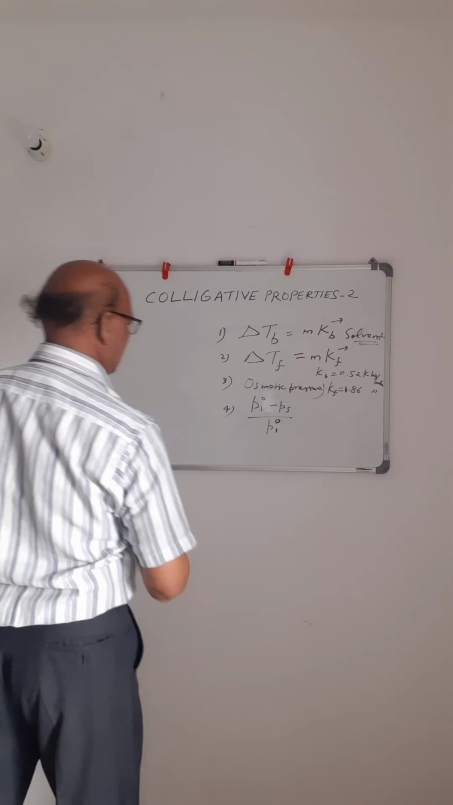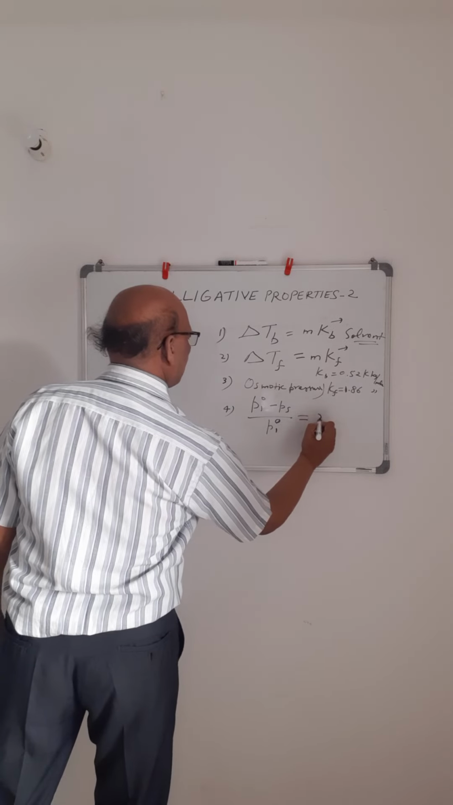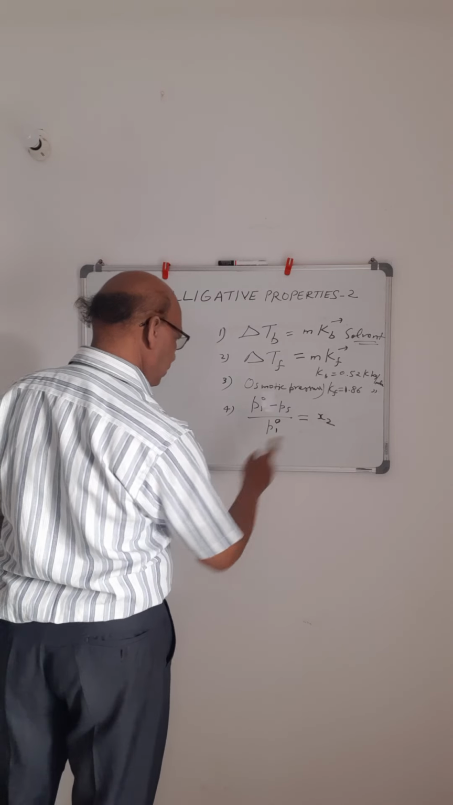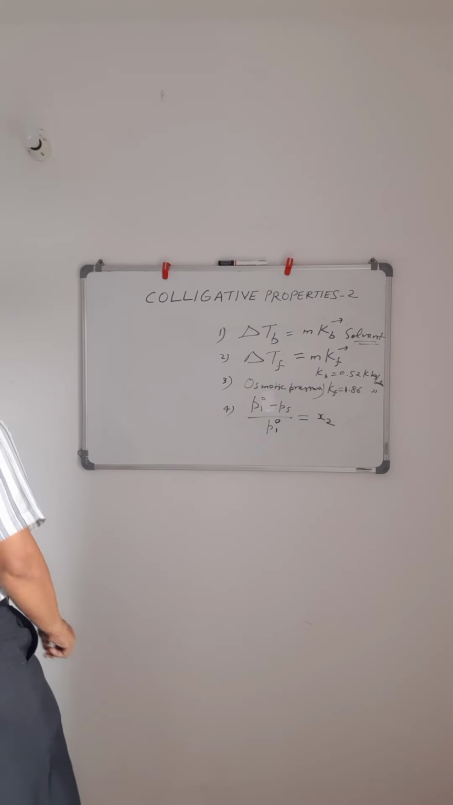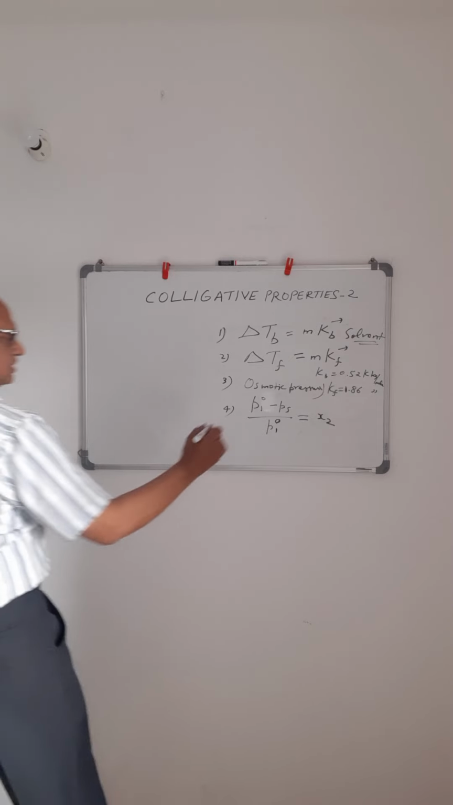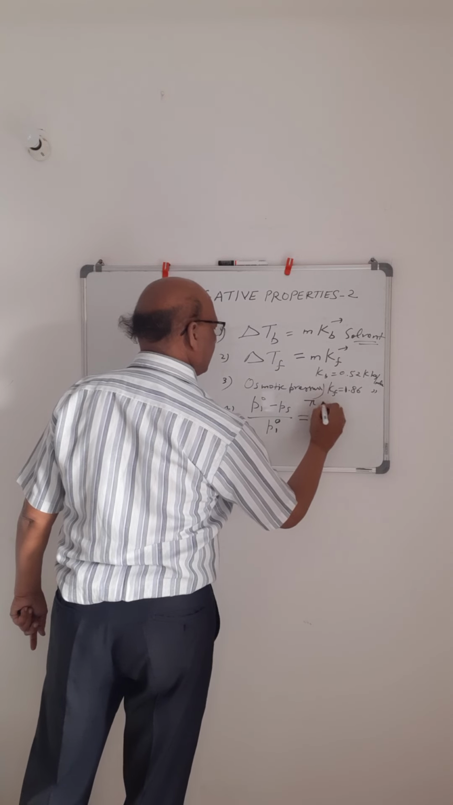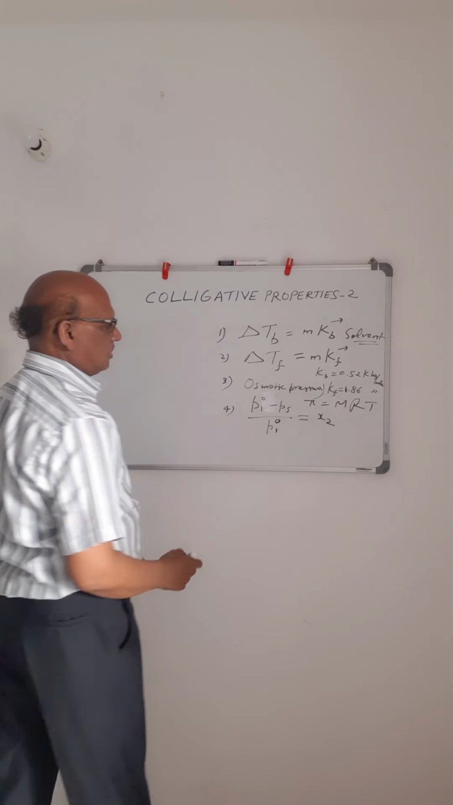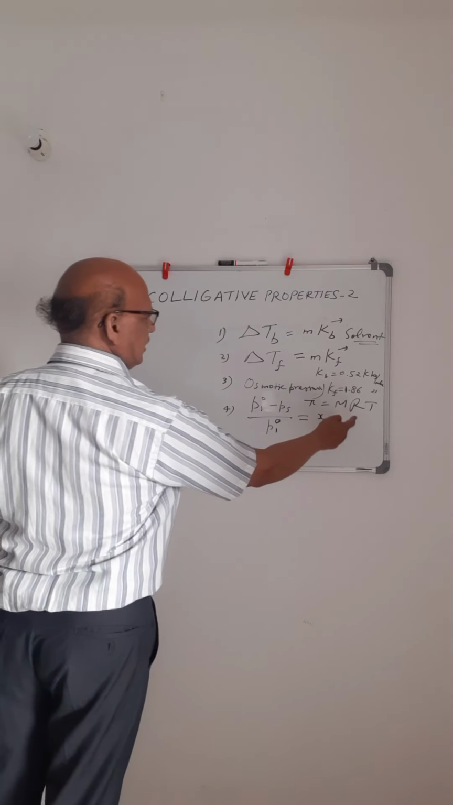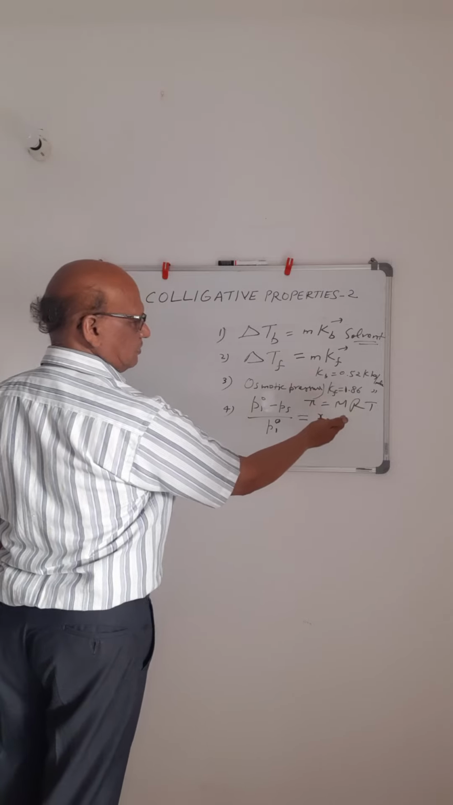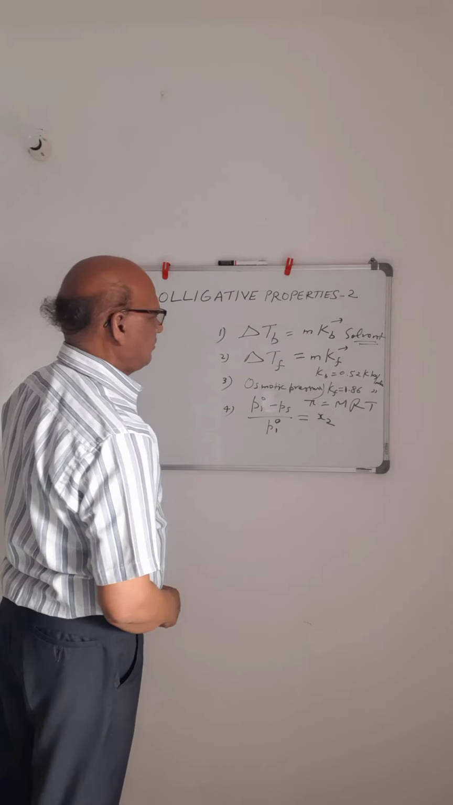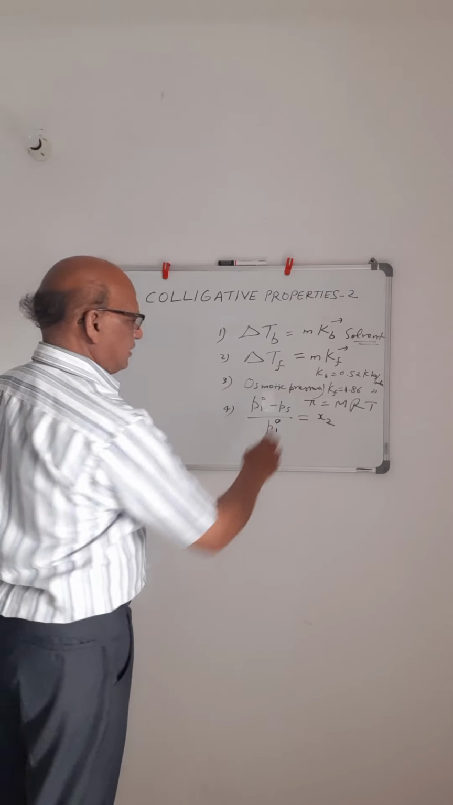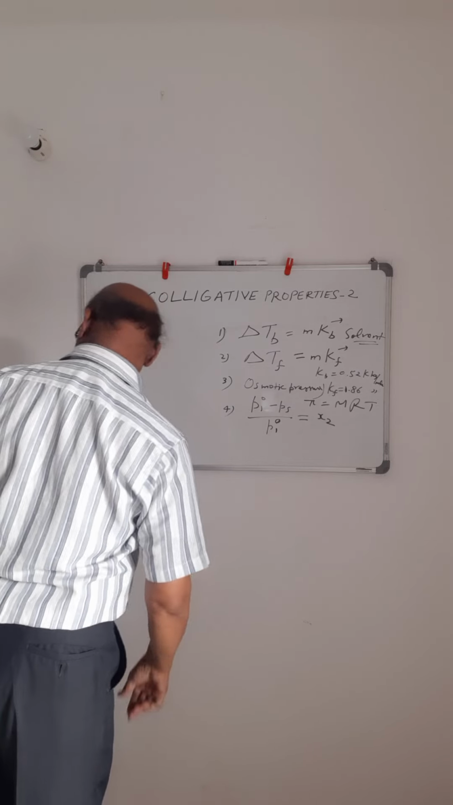Okay, and this relative lowering of vapor pressure is equal to x2, where x2 is the mole fraction of non-volatile solute present in the solution, and osmotic pressure is given by pi, which is equal to mRT, where m is the molarity of the solution, R is the ideal gas constant, that is universal gas constant, and T is the absolute temperature in Kelvin. So this will give the value of pi, that is the osmotic pressure, which we will discuss later on.